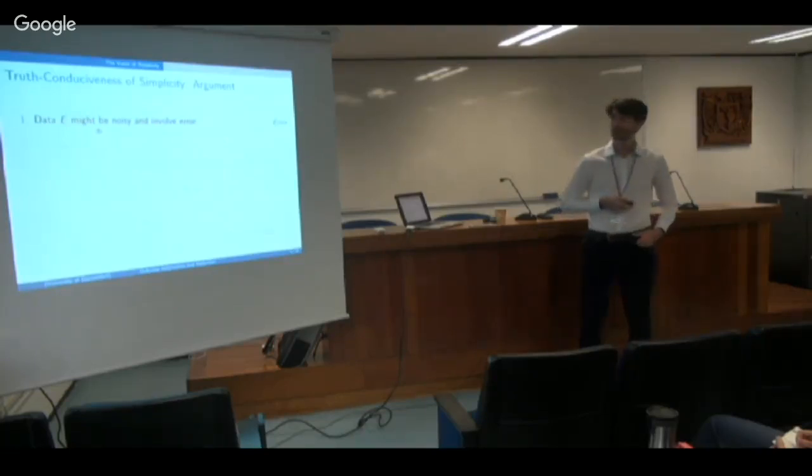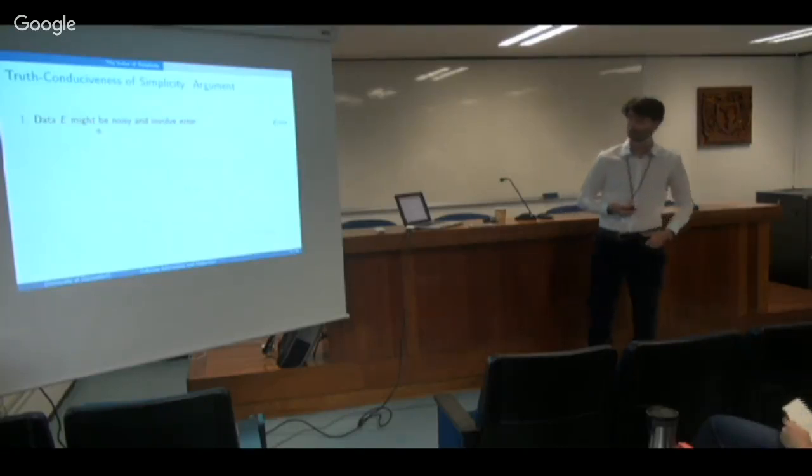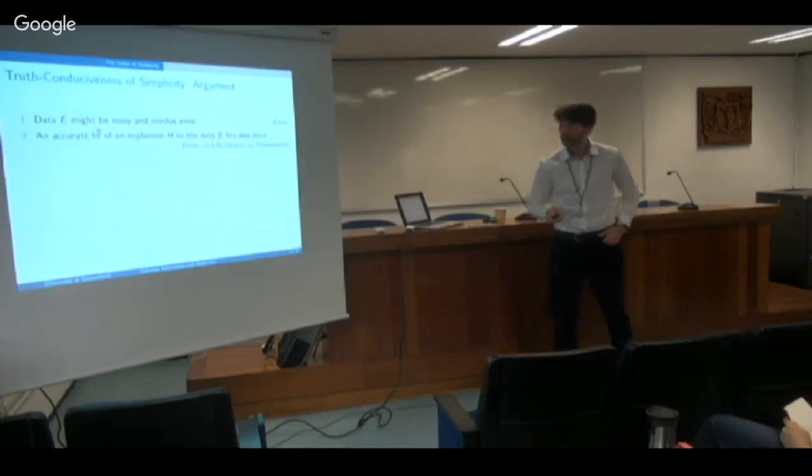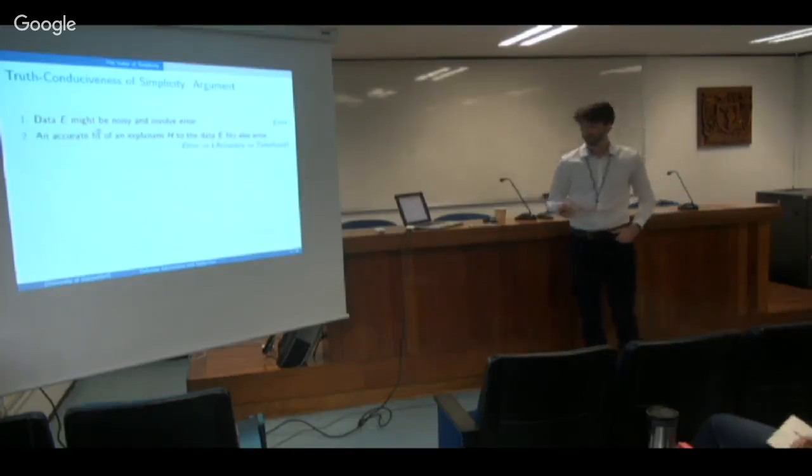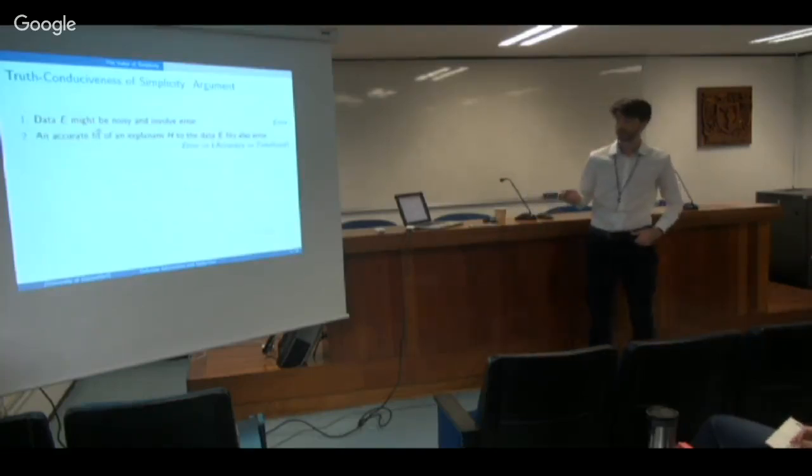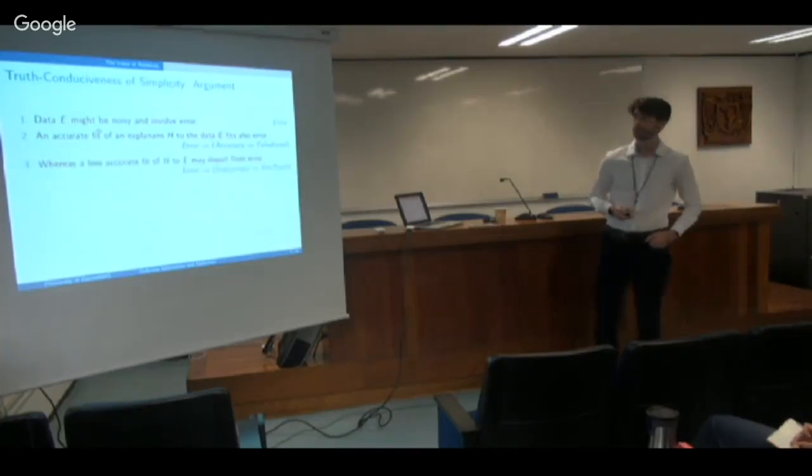Science has some kind of defects. One of the defects is that we find errors in the data. And then the second argument is that if we have error in the data and we have a hypothesis which accurately fits the data, then we also fit the error, so we end up with falsehoods. Okay, let's call it a difference.